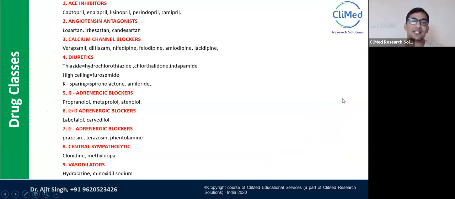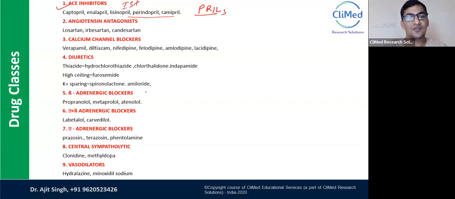Now look at this. These are all the drugs we can use in hypertensive patients, and these are all the categories we use, right? So first of all, ACE inhibitors. As you can see, ACE inhibitors, all prils. Okay, all prils are ACE inhibitors: ramipril, captopril, enalapril, lisinopril, perindopril. These are all ACE inhibitors, the first choice. Okay, this is the first choice of drug.